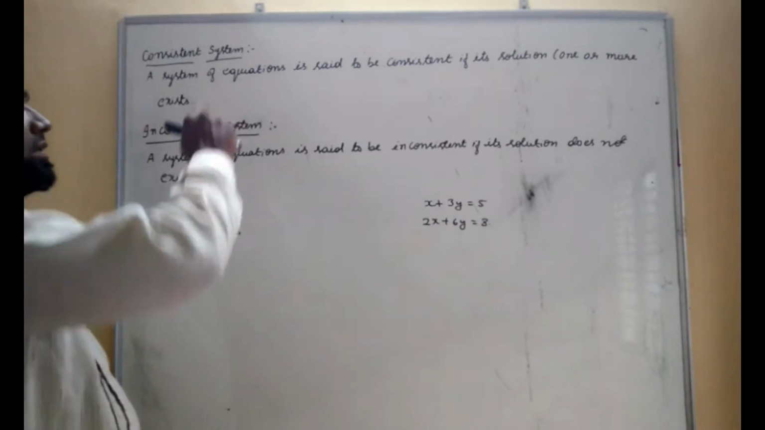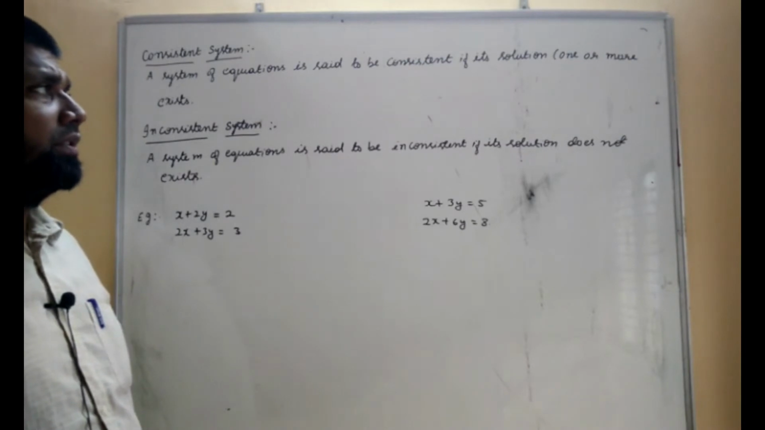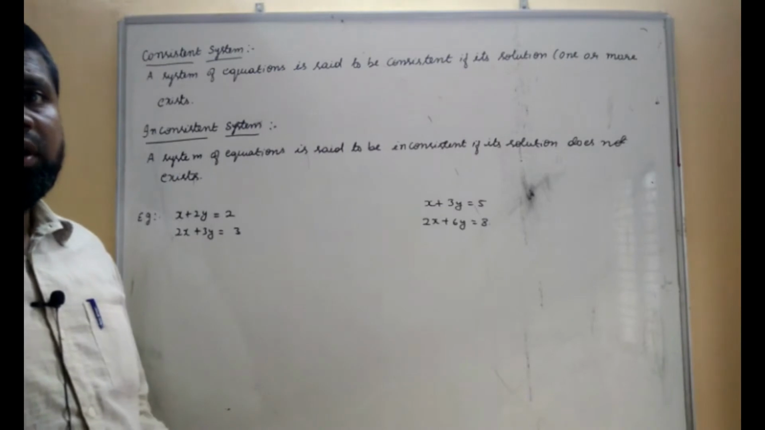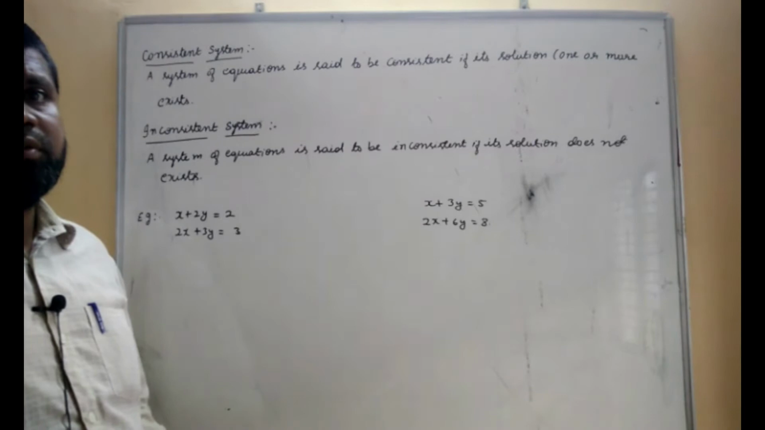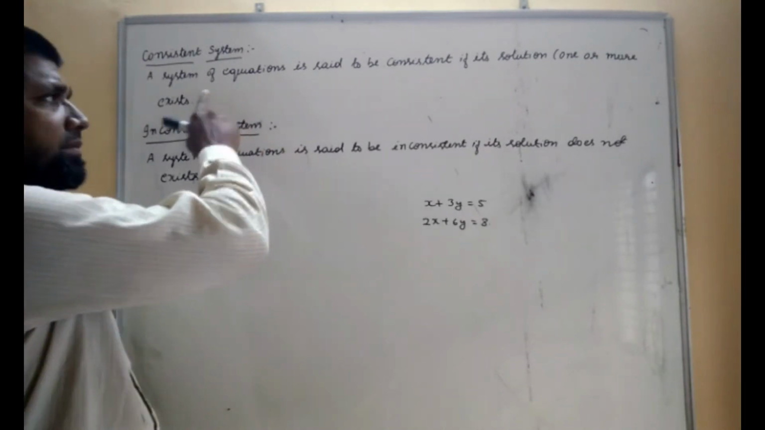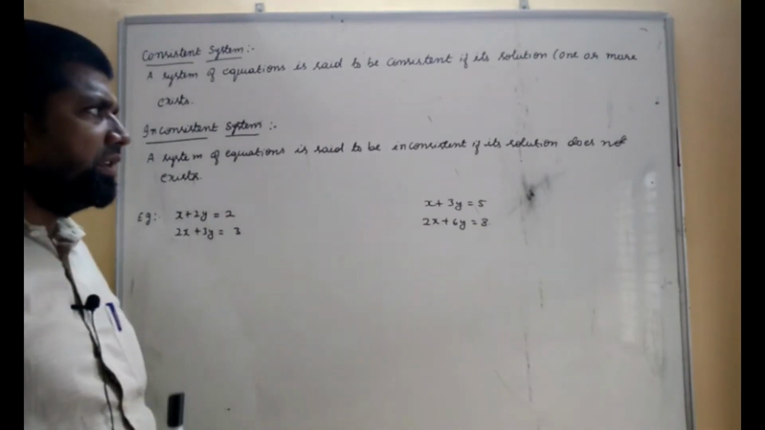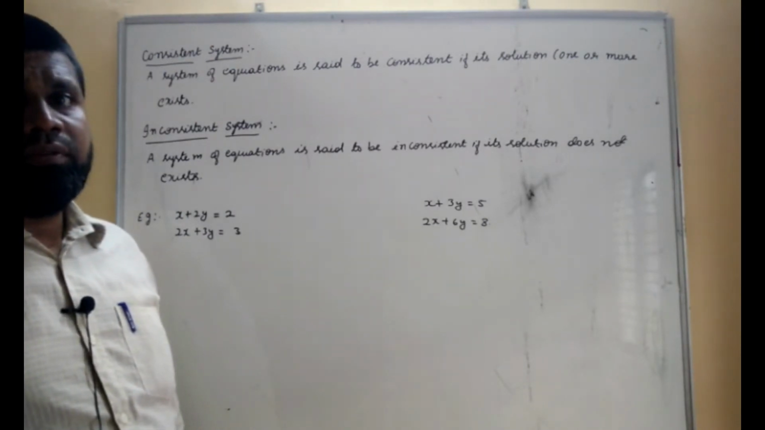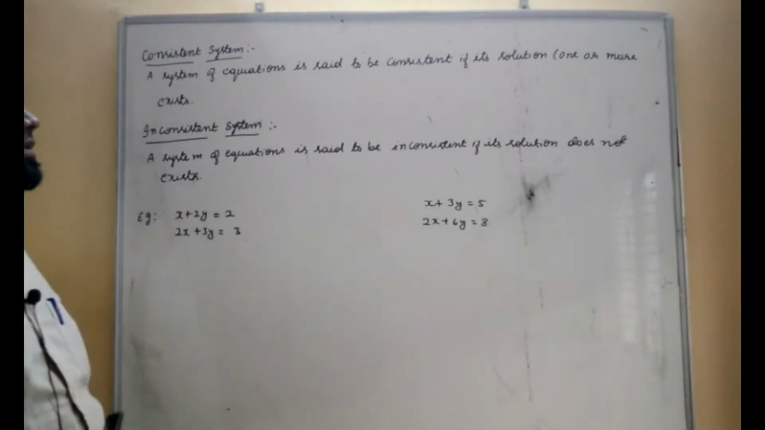A system of equations is said to be consistent if its solution exists. Means you are given linear equations, and if you find the value of those linear equations, you are getting a value, then that is called a consistent system. An inconsistent system means a system of equations is said to be inconsistent if its solution does not exist. Means you are not getting the value of that linear equations.